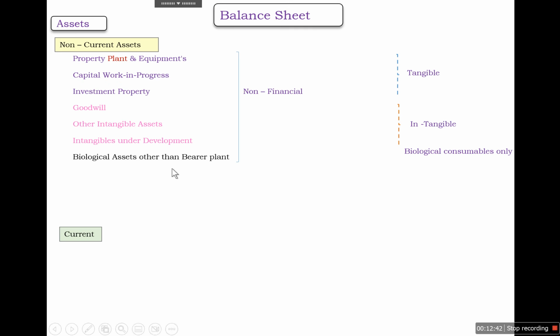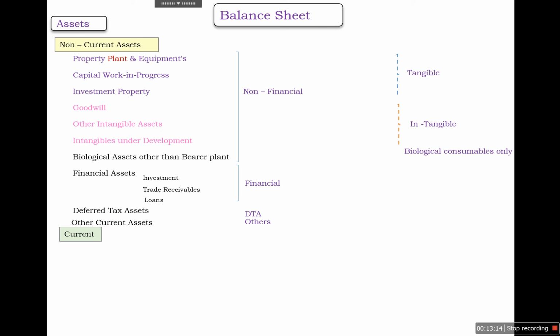So other than bearer plant will be covered here, and bearer plant will be covered here. So this we will understand in the Agriculture Ind AS. The consumable category is presented here, and the non-consumable category is presented with the property, plant and equipment and intangible category. Thereafter, financial assets are presented: investment, trade receivable, and loans. Thereafter, deferred tax assets and remaining assets are presented. So this is the structure of the balance sheet.